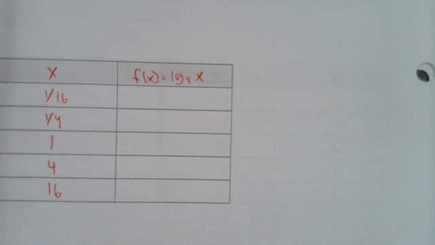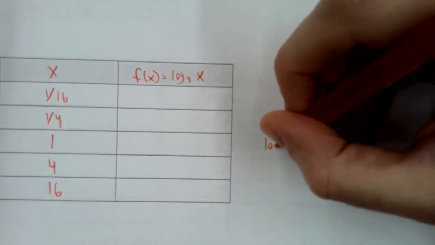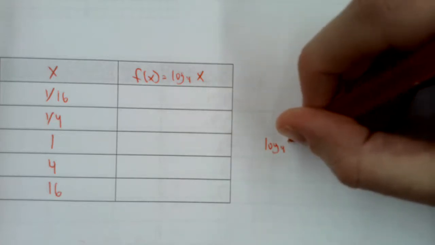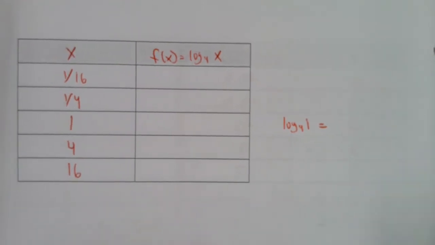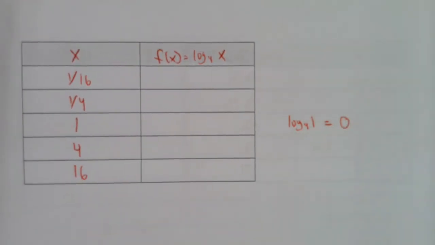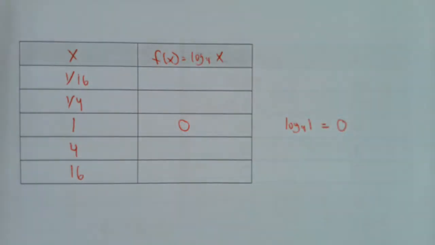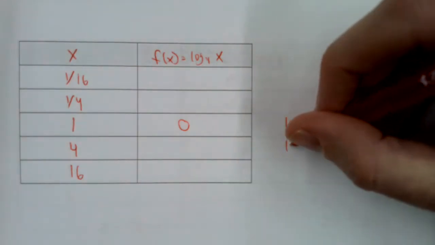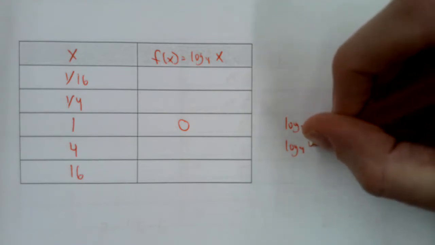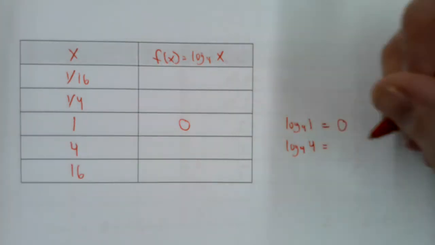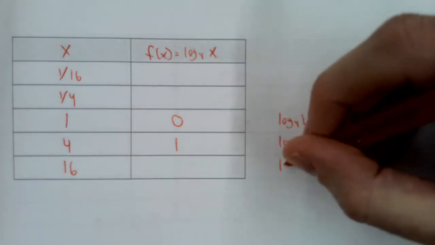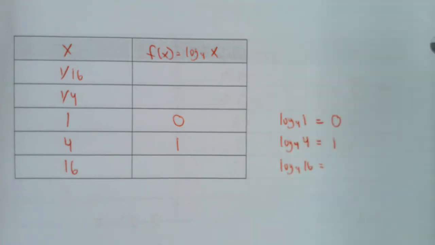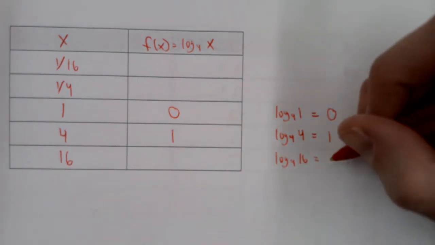Let's start with the easy ones. Do the work over here. Log base 4 of 1 means 4 to what power equals 1? The answer is 0. Anything to the 0 power always equals 1. Think back to the lesson where we evaluated logarithms. How about log base 4 of 4? That's saying 4 to what power equals 4? It's 1. How about log base 4 of 16? That's saying 4 to what power equals 16? The answer is 2.